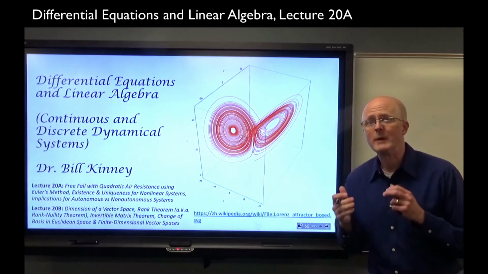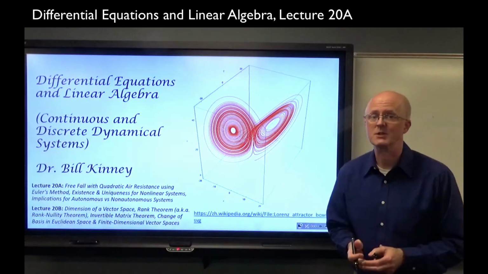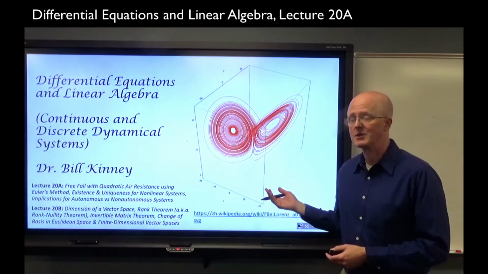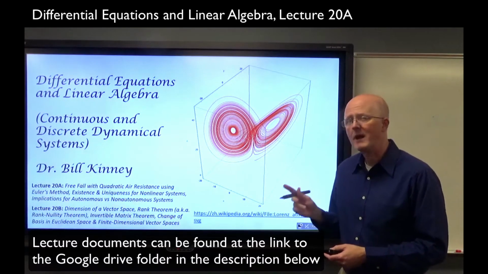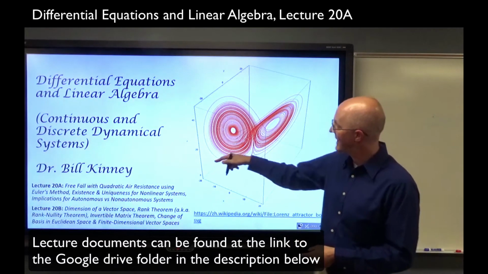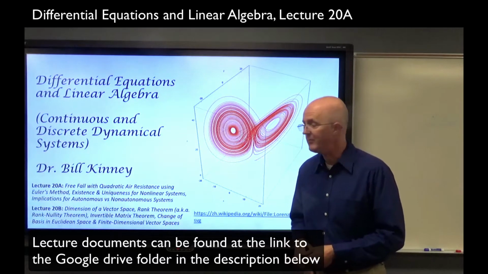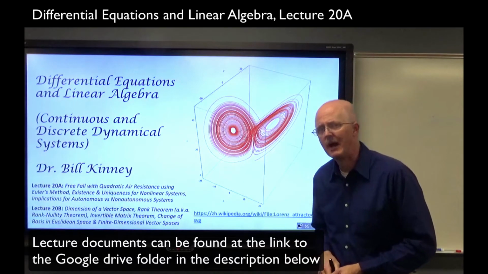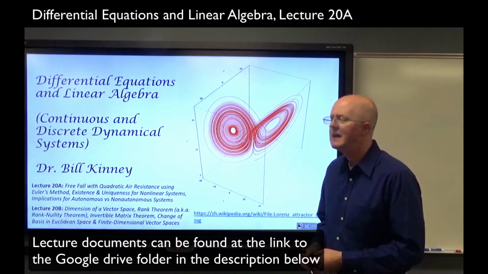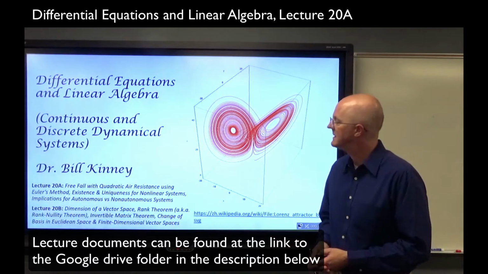Hello. We've been doing a lot of theory here in recent lectures for differential equations and linear algebra, and that does continue here in lecture 20A and 20B, but I want to start bringing us back into the realm of applications, and especially in 20A, we are going to look at free fall, not with linear air resistance as we did in the past, but this time with quadratic air resistance, and we will apply Euler's method to help us approximate solutions in that case.